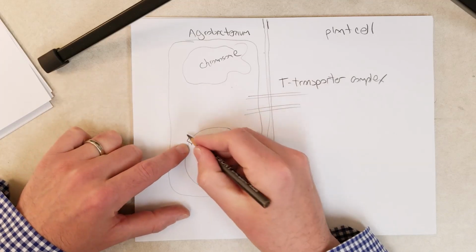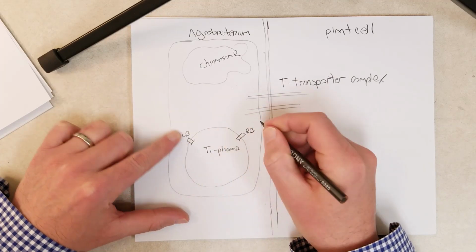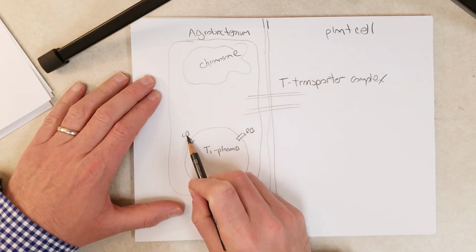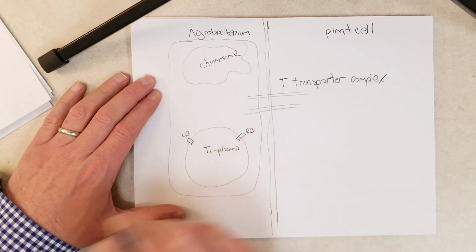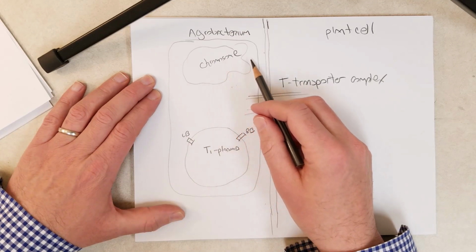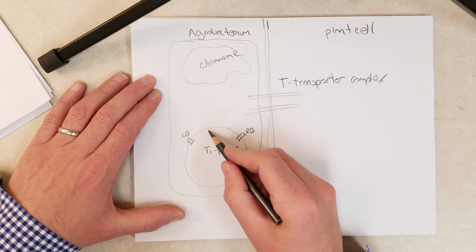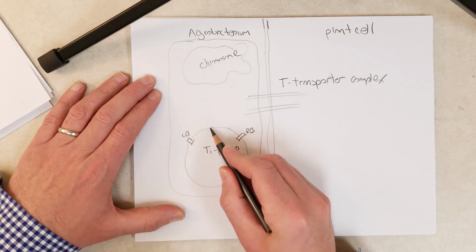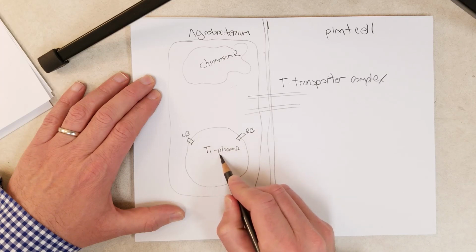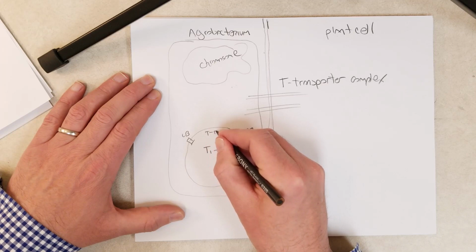So these little points right here on this plasmid, we're going to call those the left border and the right border. Now, during the infection, what Agrobacterium does is it transfers a single strand of DNA from the Ti plasmid between the left border and the right border. This is going to be called the tDNA.